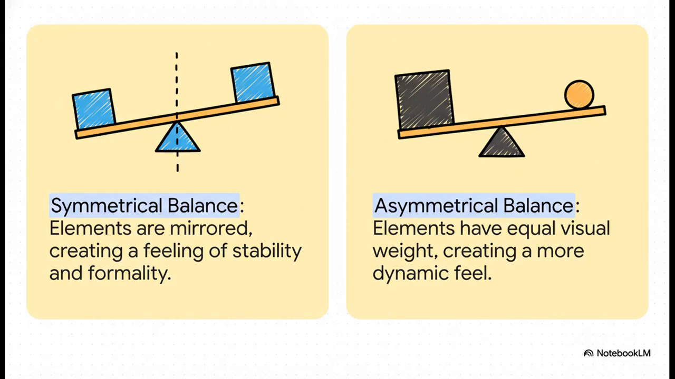Okay, let's take the principle of balance, for example. You can go for symmetrical balance, where everything is mirrored. It feels really stable, really orderly, probably because it reminds us of things in nature or architecture. Or you can go with asymmetrical balance. This is where different things are arranged so they feel like they have the same visual weight. And that creates something way more dynamic and, frankly, usually a lot more interesting to look at.